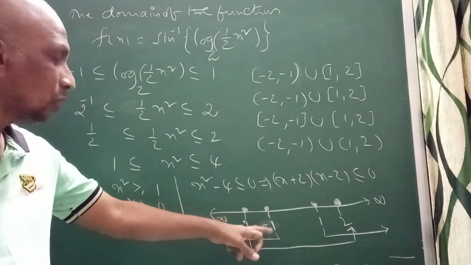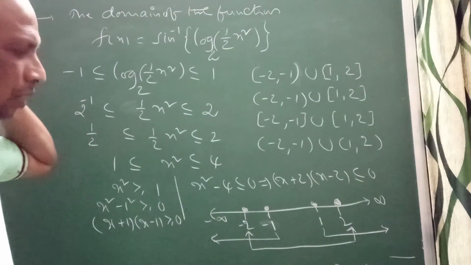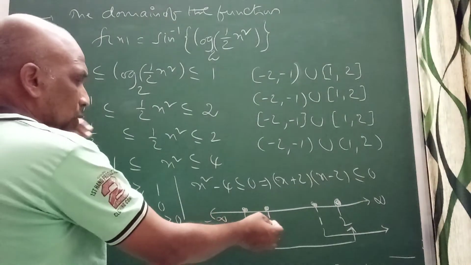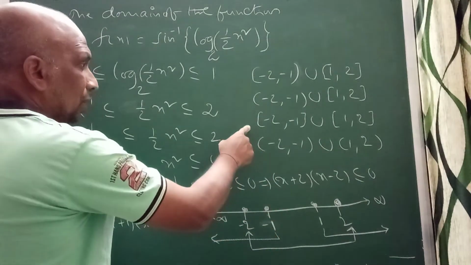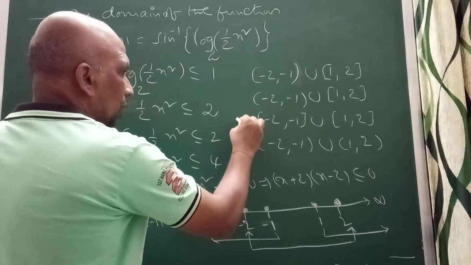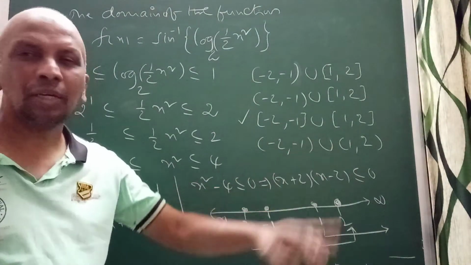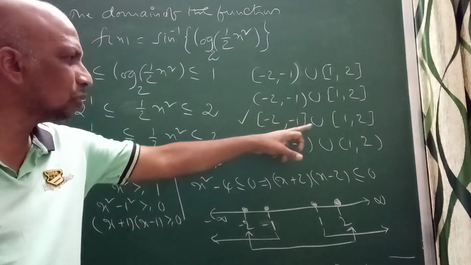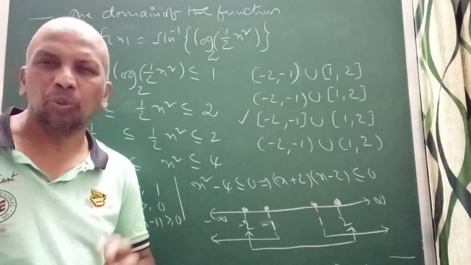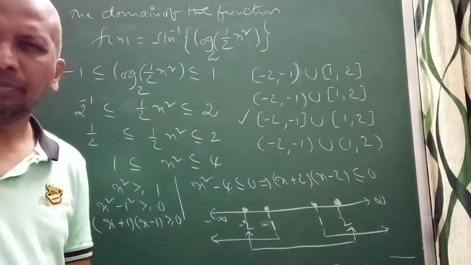So minus 2 to minus 1, closed interval. We check that minus 2 is a closed interval. Minus 2 to minus 1 closed interval here, union closed interval. So your answer is this. Both should exist, right? That way you can decide. Your answer will be minus 2 to minus 1 union 1 comma 2. That will be your answer.